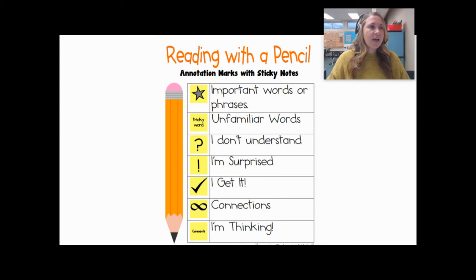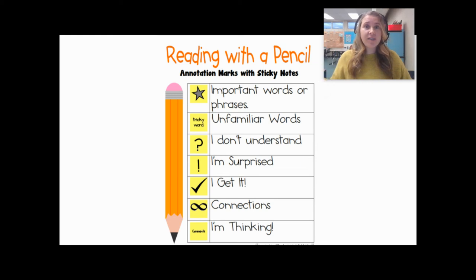We want to star important words or phrases, things that we think are very important in our article. We want to make sure that those tricky words, we can just put a TW next to them. Tricky or unfamiliar words are words maybe that we're having a hard time understanding, that even if we chunk that word, we still don't know what it means. Putting a question mark next to something that we don't understand. Maybe it's a concept or an idea that's new to us, or maybe when we read it the first time, we didn't get it.